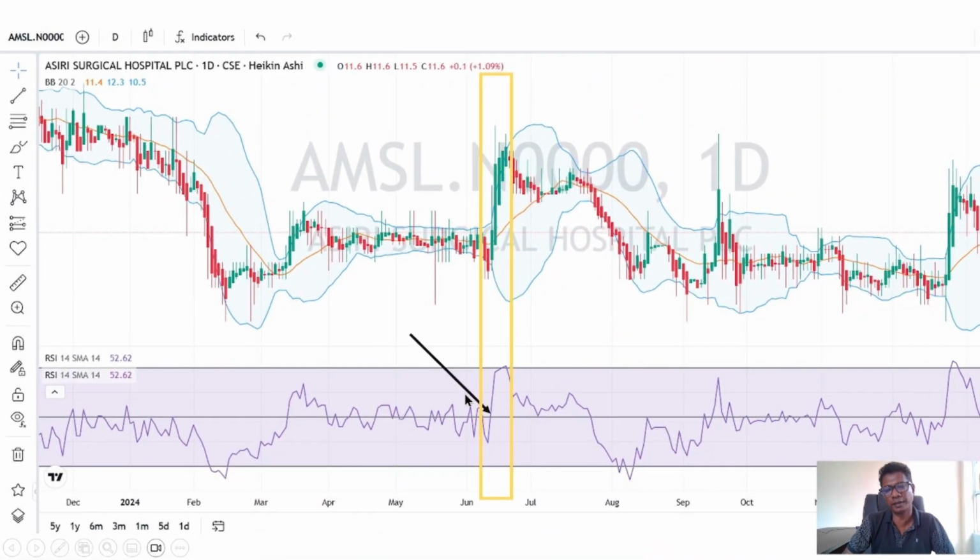Here, RSI goes through the 50 line heading up. At the time, the squeeze opened its mouth. So, using this strategy, we can easily identify the trend of the next candle. And in this situation, you can see a hyper uptrend of prices.